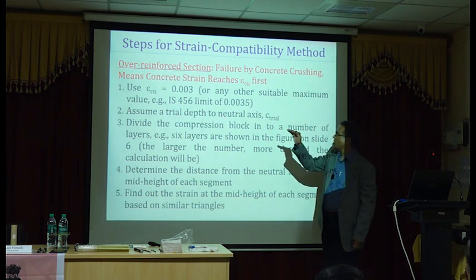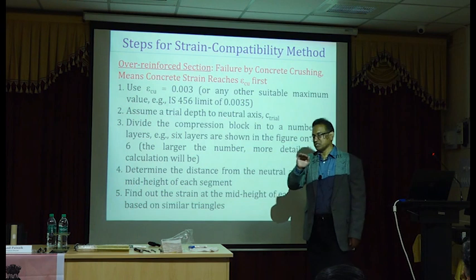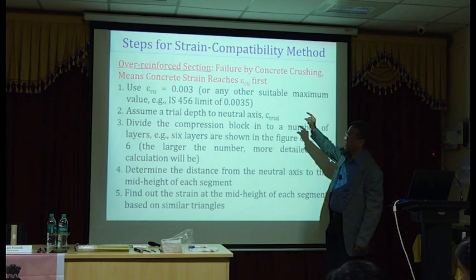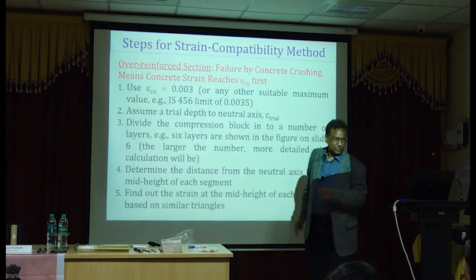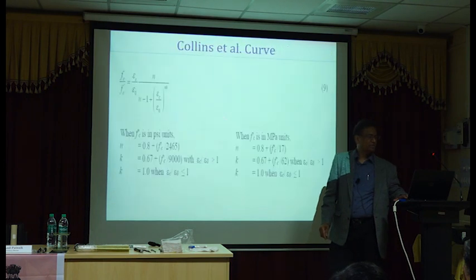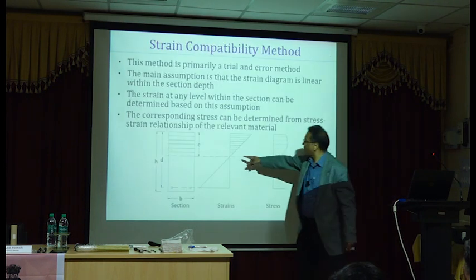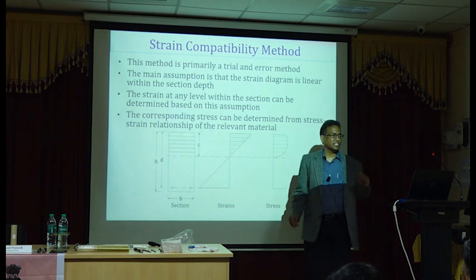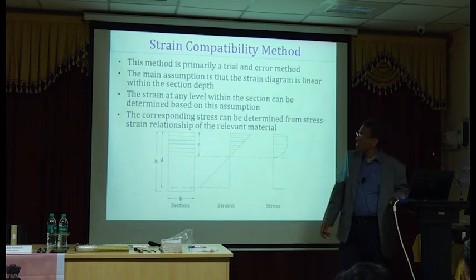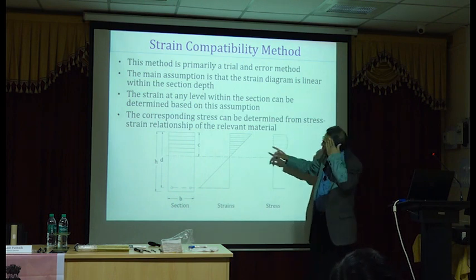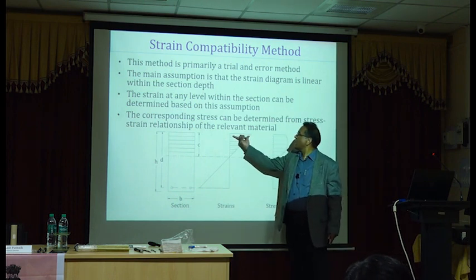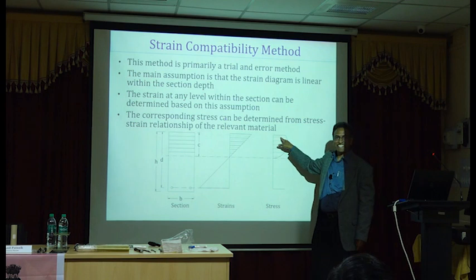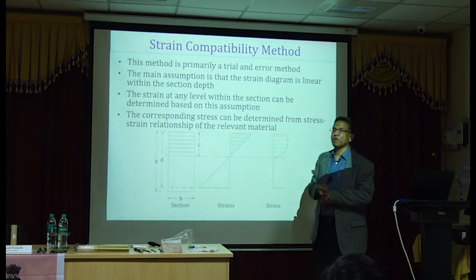So you divide the compression block into many layers, and at the mid height of each layer, first of all you find the distance. You can go back to here and find the distance from here to the mid height of these layers. So that's the distance di, and from your corresponding strain diagram you can find the strain at mid height of each of these layers, right? Each strain has a corresponding stress depending on the stress strain relationship of the material.